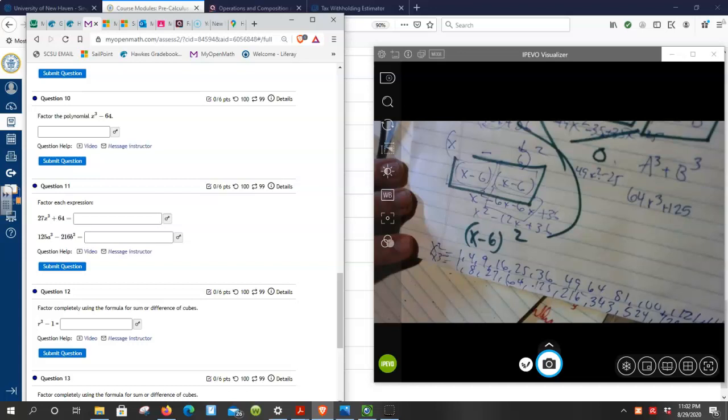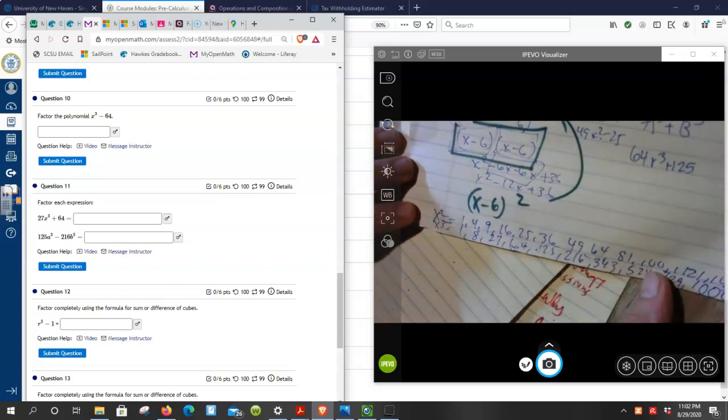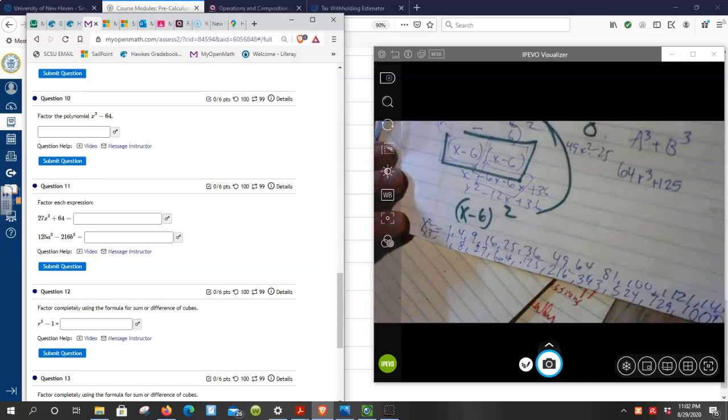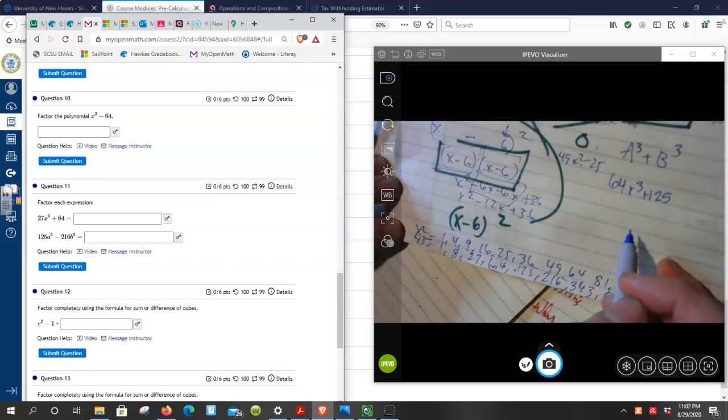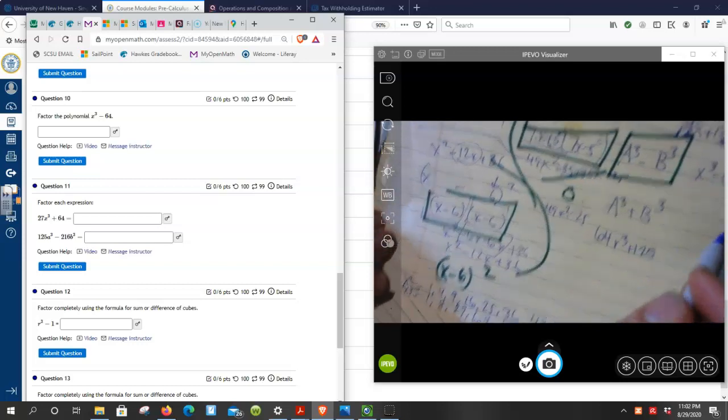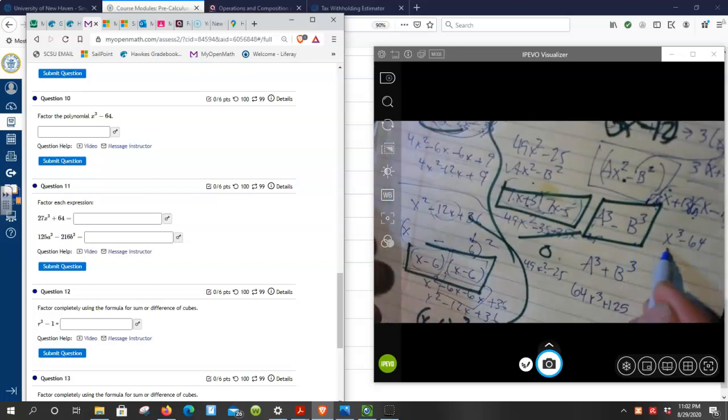You don't have to memorize these. Just be organized, have them down on your paper, be ready to use them. They're going to save you some time when you see these problems, okay? So this one over here, what do I have? Oh, a difference of cubes, right?